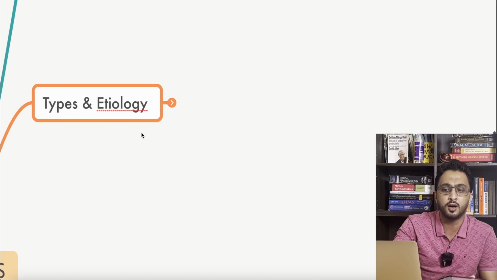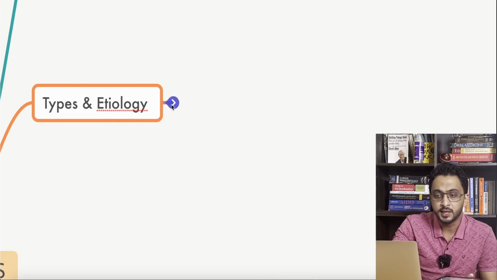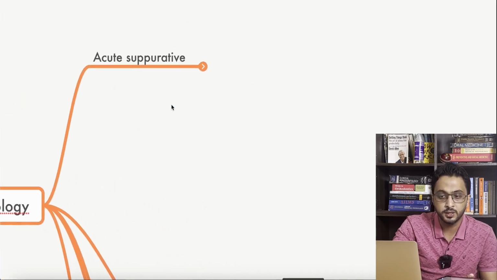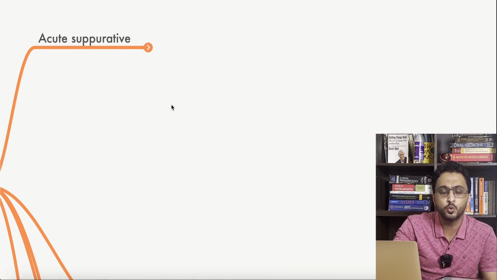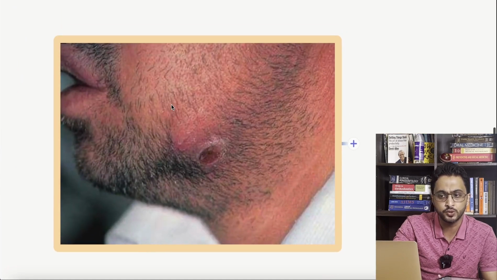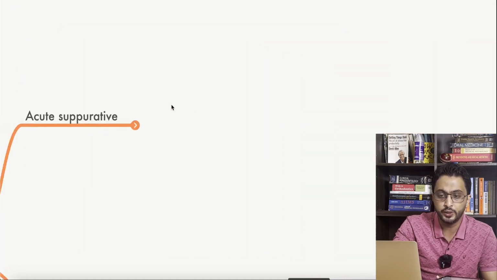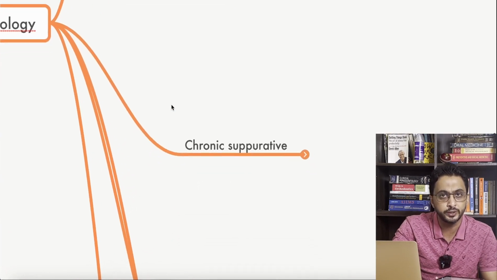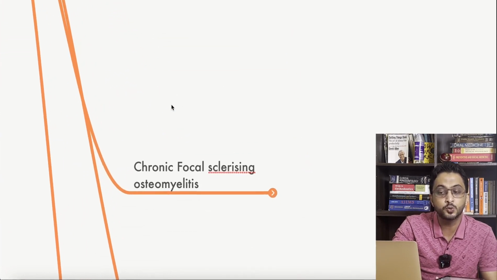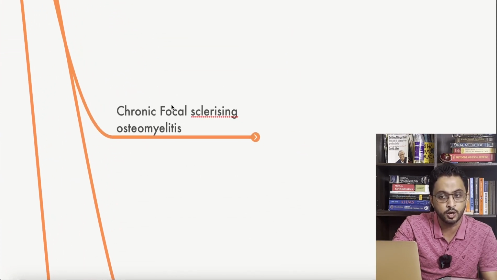Now types and etiology. Different types are there. I'm going to discuss each type. There is acute suppurative. So two suppurative; suppurative means pus. Okay. You can see the image there, the pus draining out. So that's suppurative. Two suppurative are there, acute and chronic suppurative. Then basically there are sclerosing types, that is chronic; basically sclerosing will be chronic.